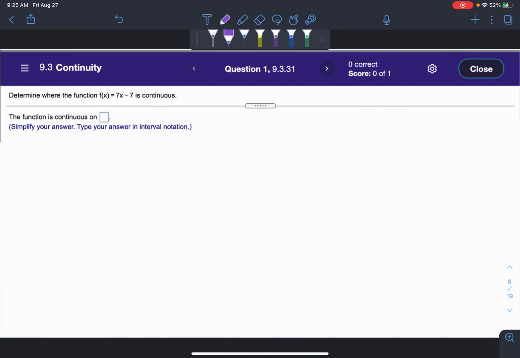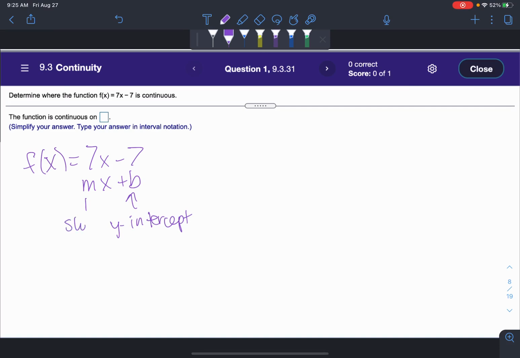Okay, so now we have this function, f of x = 7x minus 7, and we want to know if it's continuous and where. So 7x minus 7 kind of looks like the equation of a line, right? Where we have mx plus b, where b is my y-intercept and m is my slope. So we could graph this if you want to.